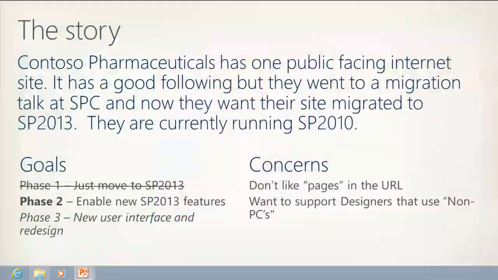So now, Contoso Pharmaceuticals has moved their stuff over. It's off of 2010. Now it's running on SharePoint 2013. I have my 2013 master page, so I have my ribbon, and I can edit my content, and I can see my content. Now I want to use some of the new features, right? I don't like pages in the URL like the gentleman over there. And I also want to support designers that use non-PCs, right? If you have an Apple device and something other than a Windows machine, I want to be able to support that. And I heard about these new features this week around the HTML design view. How do I now take advantage of that and apply that back to my SharePoint 2010 site that I just migrated?